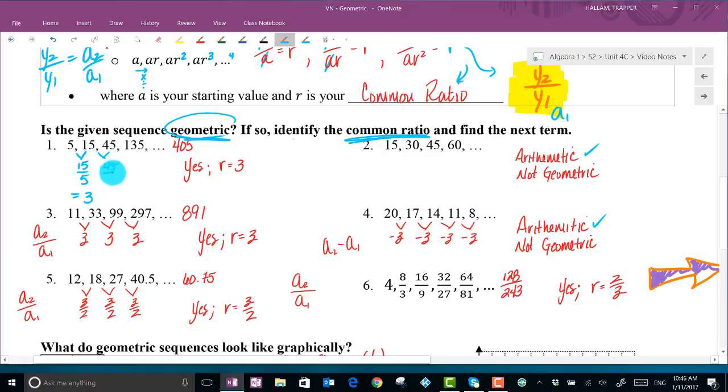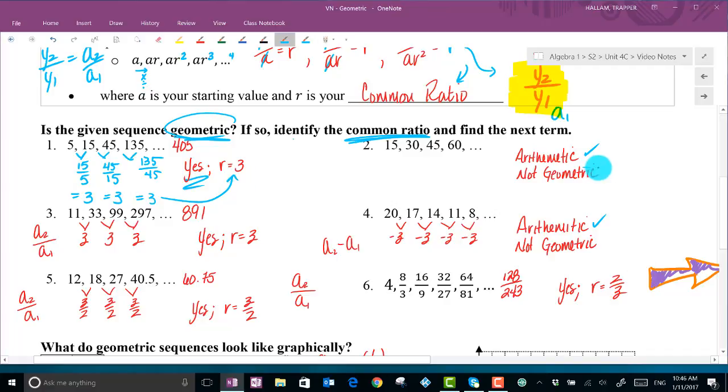Let's do the next one. 45 divided by 15 this time, its preceding term is 15, is also 3. You can take 135 and divide it by 45, and you'll find out it's also 3. So that's where we get our r value. That's how you'll find r each time it asks you for the common ratio of a geometric sequence. Divide them and see if it's constant. If it is, that's your ratio. So yes, it is a geometric sequence, and our common ratio is 3.